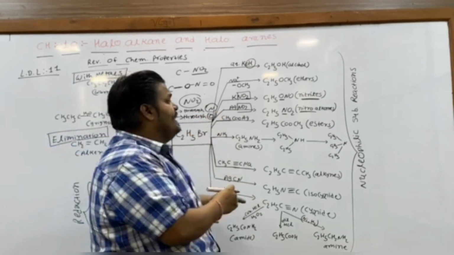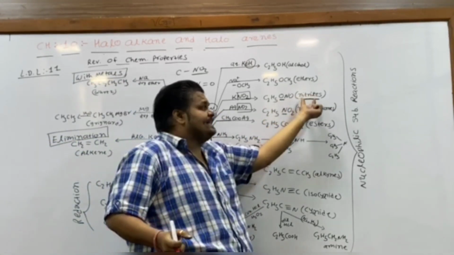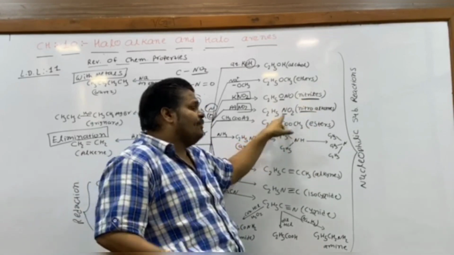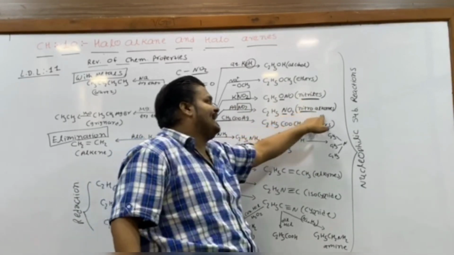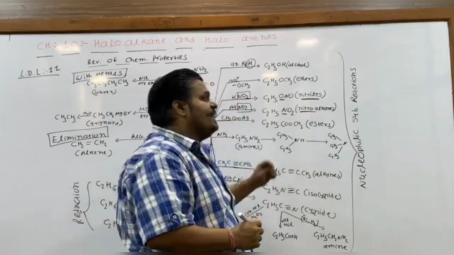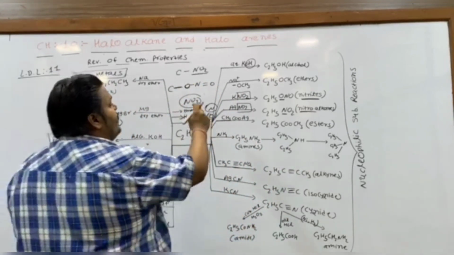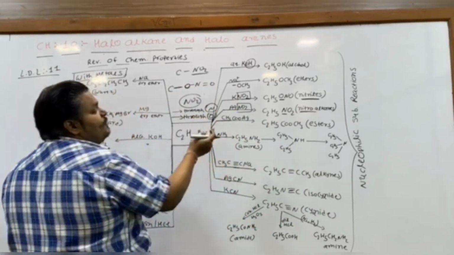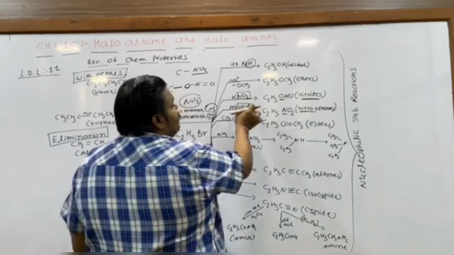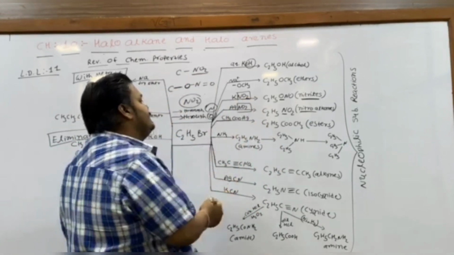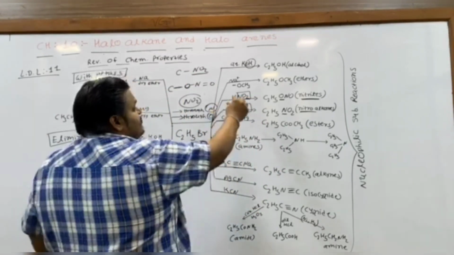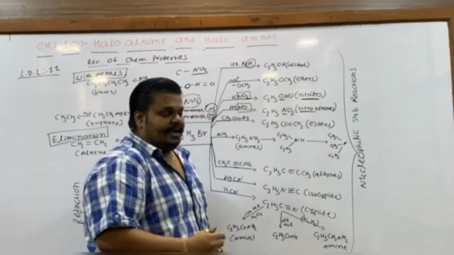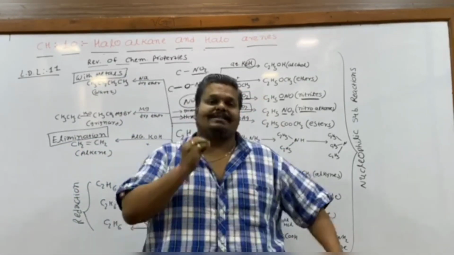If O coordination is there, it produces nitrites, and if it coordinates through N, it produces nitroalkane. Coordination through nitrogen and coordination through oxygen will produce different types of compounds for KNO2 and AgNO2. This NO2 is called a ligand. An electron donating substance is also known as a ligand.